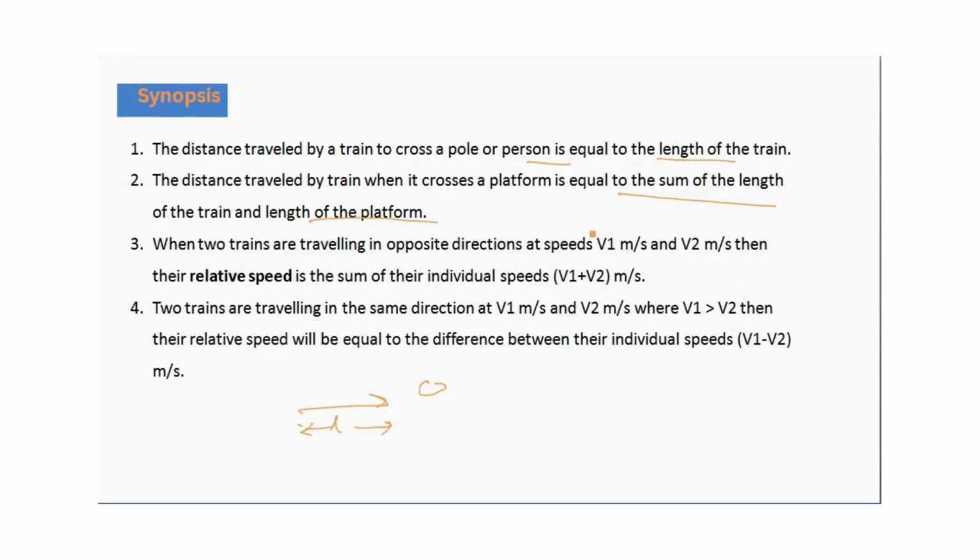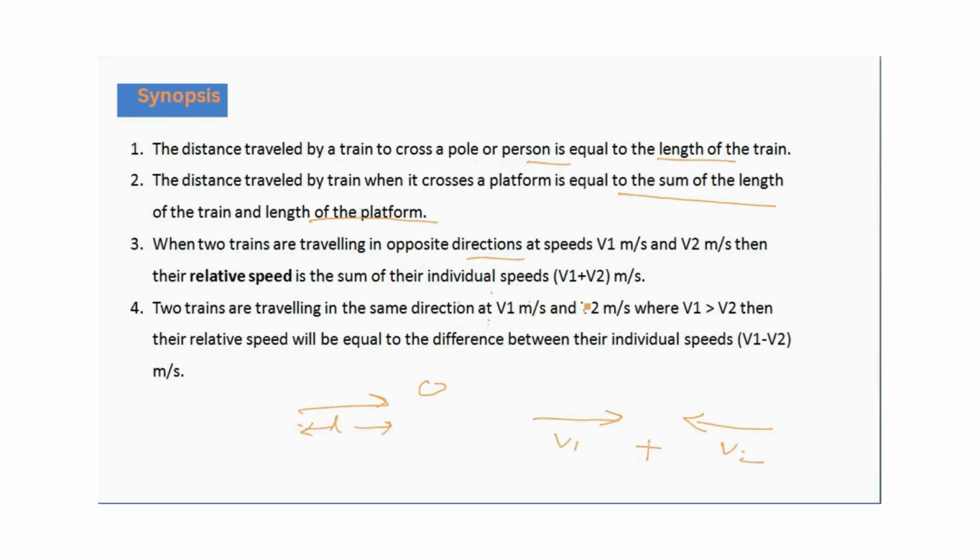When two trains are travelling in opposite directions, that means one train is going in this direction and the second train is going in the reverse direction, if the speed of the first train is v1 and the second is v2, the relative speed will be the total of v1 plus v2. That means if the trains are crossing in opposite directions, you have to add the velocities. Likewise, the distances also have to be added in such problems.